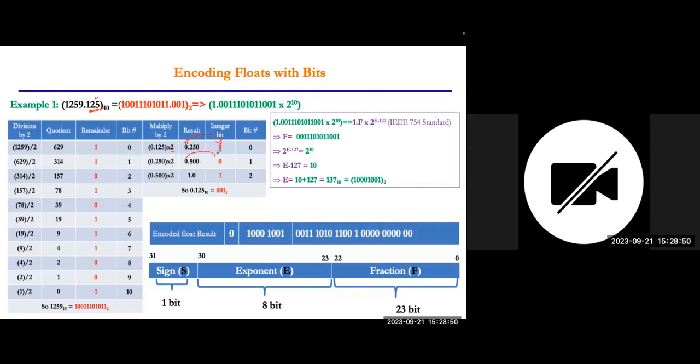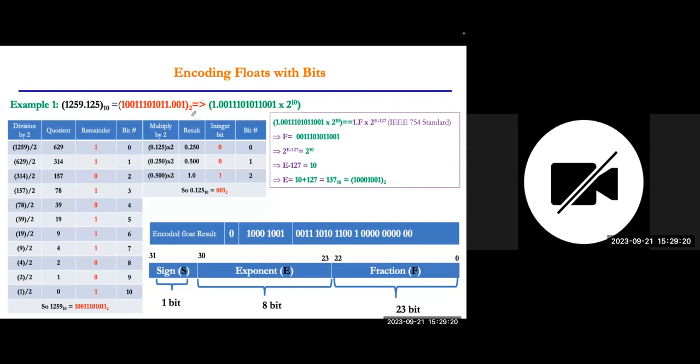From here the integer part is 2. And when the fraction part is again multiplied by 2, it will give 1.0. So the integer part is 1. So you arrange these bits of the fraction part in the same order, that is 001. Once you combine your integer part and fraction part, that gives the binary equivalent.